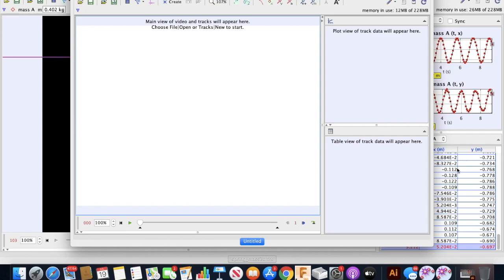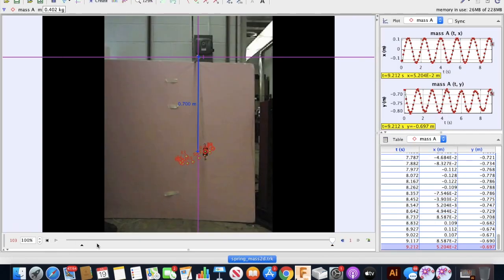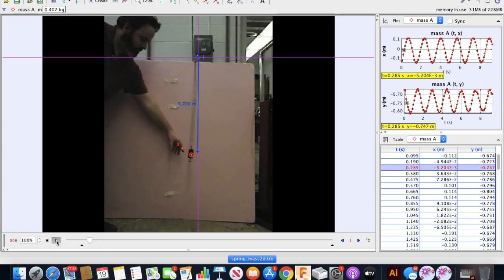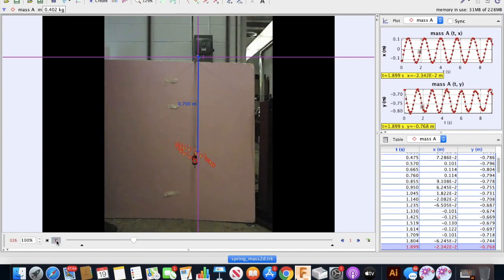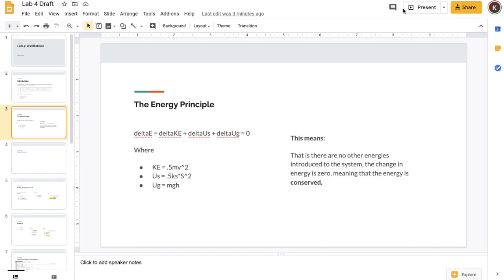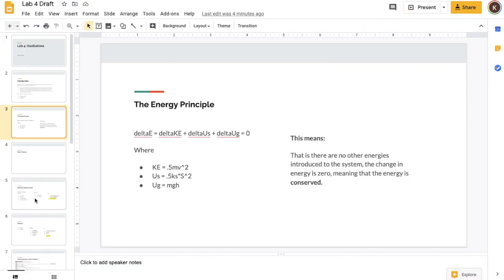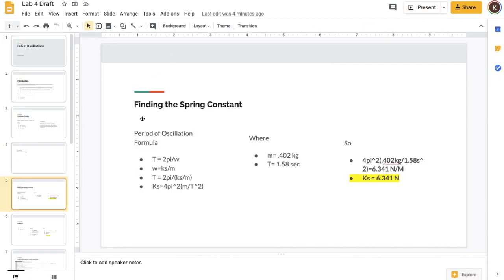So I'll show you my tracker data now. And this is what my tracker data looked like here. I then took the X and Y values and put them into a spreadsheet program to generate a CSV file that I later put into the code. So now I'll go into how I found the spring constant.